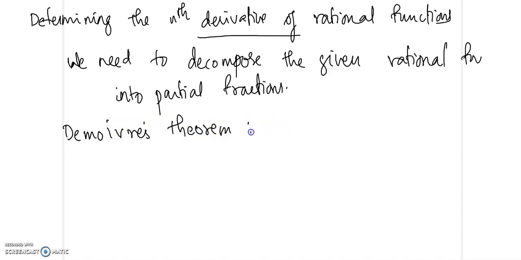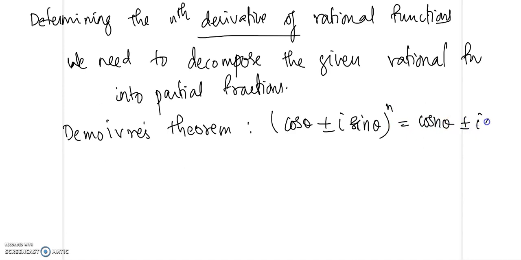De Moivre's theorem states that (cos theta plus or minus i sin theta) whole raised to n will be equal to cos n theta plus or minus i sin n theta. And we will be mainly using this expression for the nth derivative. So the nth derivative of 1 by ax plus b.